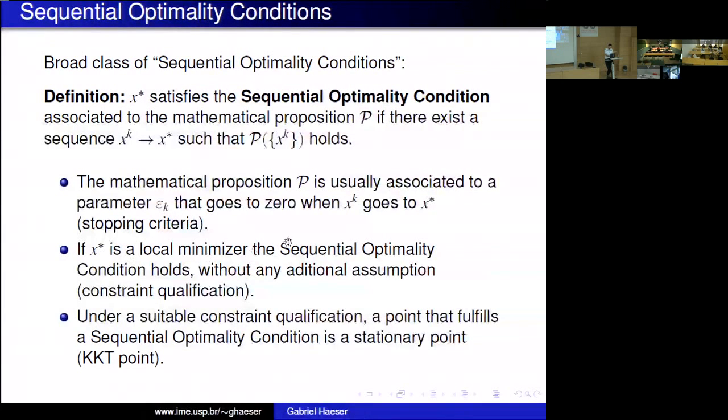An important thing about sequential optimality conditions is that they must hold without any additional assumption. You usually don't have a constraint qualification to show that this condition holds. But if you add a suitable constraint qualification, a point that fulfills this sequential optimality condition is a KKT point.